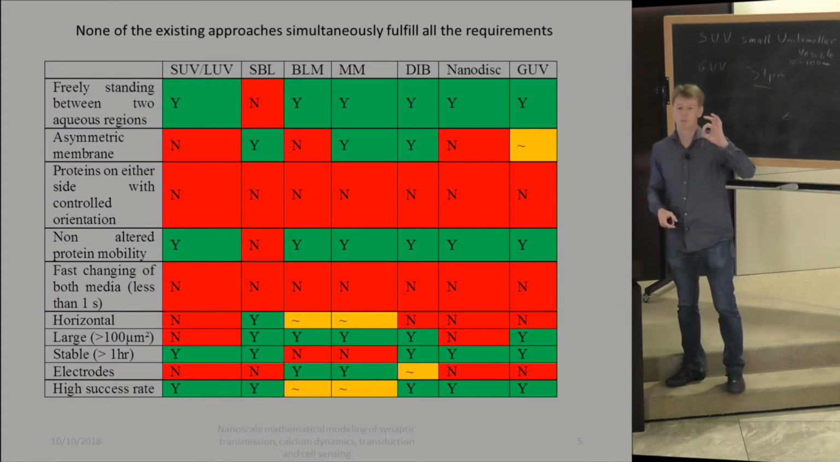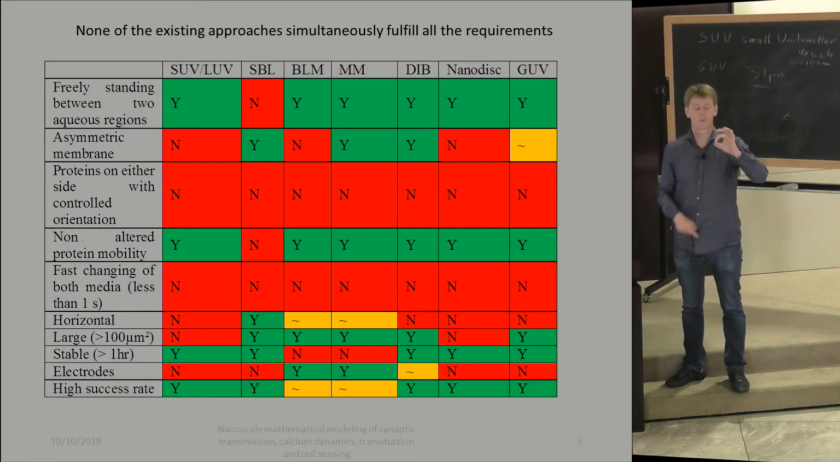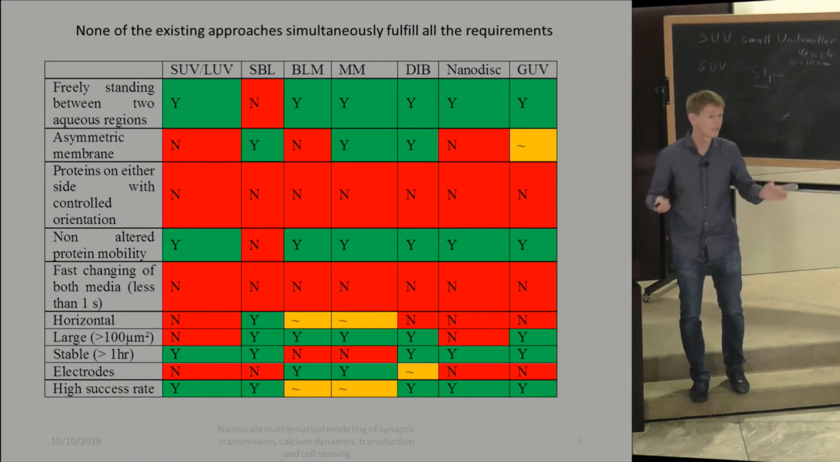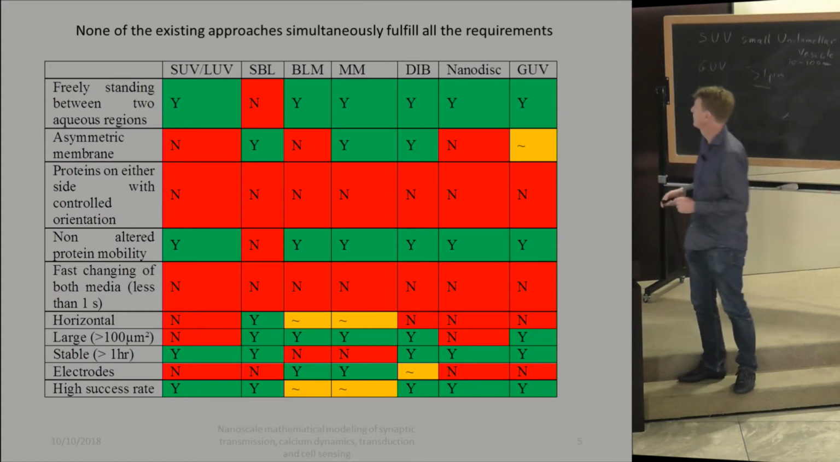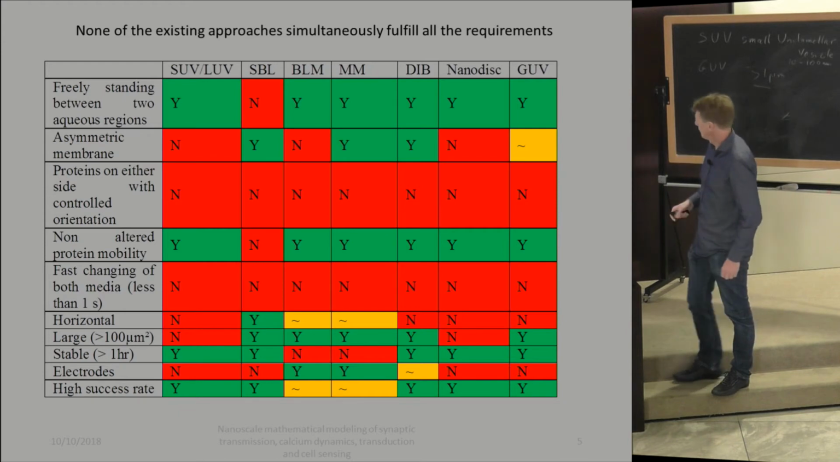Nanodiscs are tiny membranes that are surrounded by a scaffolding protein that protects them. So you have just a disk of membrane. Here you can change both sides, but of course you don't separate the inside and the outside. The membrane is small, usually a few tens of square nanometers. And so on, and LUVs, okay.